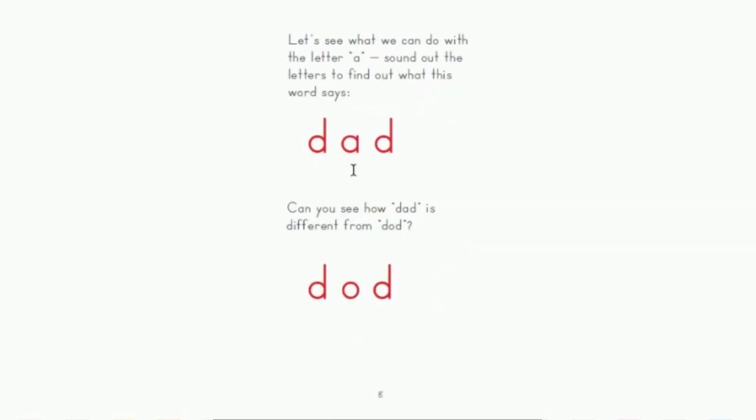Now let us join the sounds of these letters to form a word. So what is D? What is the sound of D? /d/. What is the sound of A? What is the sound of D? /d/. Dad. Say along with me. Dad. Dad. Yes. Now we can sound out this word.